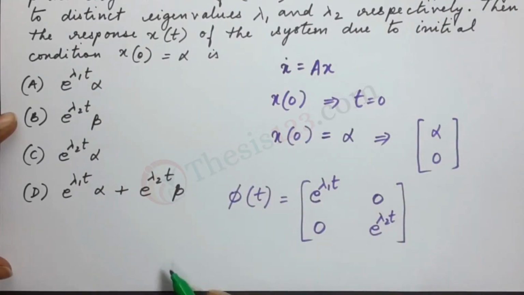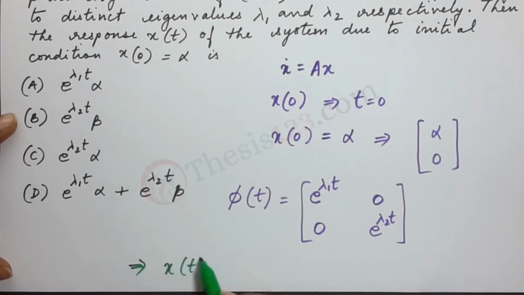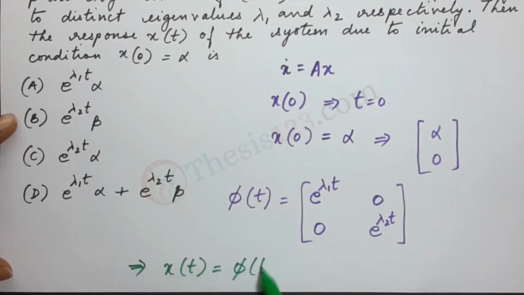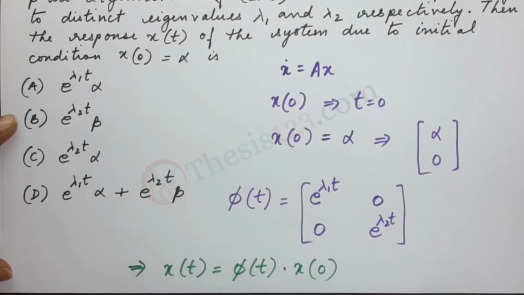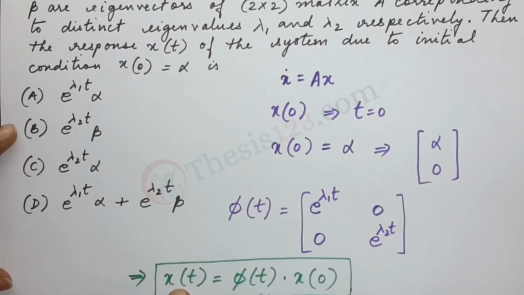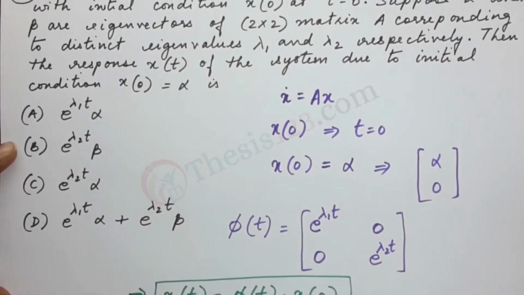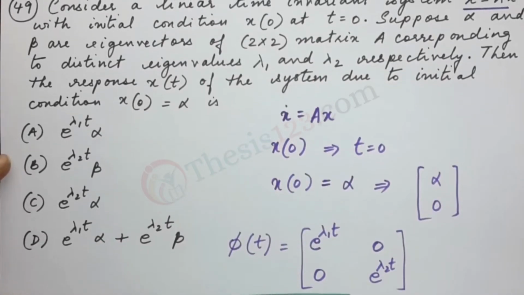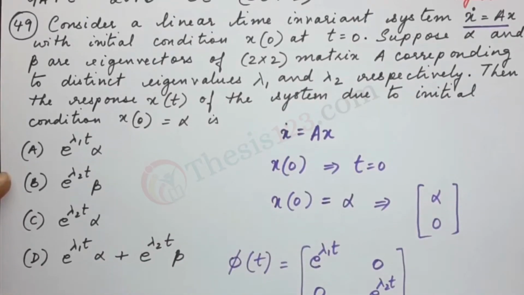Now the response x of t, now this is important. The response x of t in terms of the initial condition can be written as x of t is equal to phi of t into the initial condition x of 0. Now this is very important. This is the standard expression where the response can be written as x of t equal to phi of t times x of 0. Okay. Now, x of t is what we are supposed to find.